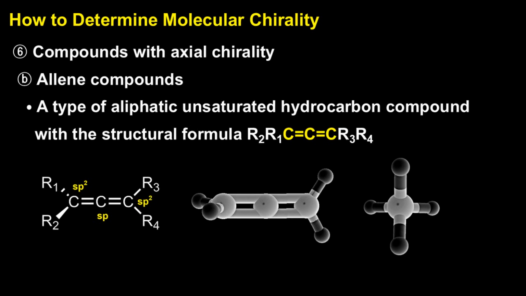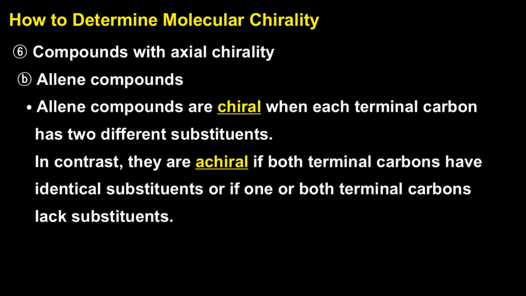The key to figuring out whether an allene is chiral or not all comes down to the substituents on the terminal carbon atoms. An allene compound is chiral when each terminal carbon has 2 different substituents. This setup creates 2 distinct mirror images that can't be superimposed, so the molecule ends up being chiral. On the other hand, if both terminal carbons have identical substituents, or if one or both don't have substituents at all, the molecule is achiral. In that case, the symmetry makes the mirror images identical, so there's no chirality.